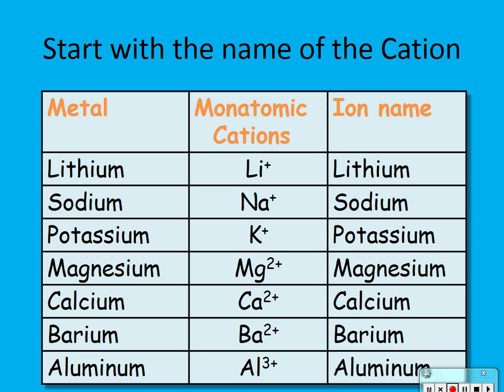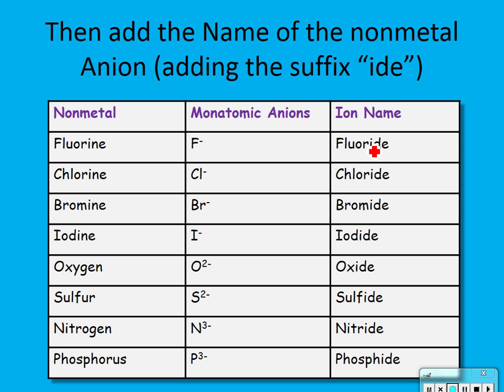Lithium is a metal. So how would you name it? Just lithium. All of these are metals, so as you look at the metal name here, you're going to notice that the ion name doesn't change. Okay, but the nonmetal, that's where you got to pay attention with ionic bonding. The nonmetal name is fluorine, but how would you name it in an ionic compound? Fluoride. Remember, you got to change the suffix to IDE, and that's what they've done on all of these.